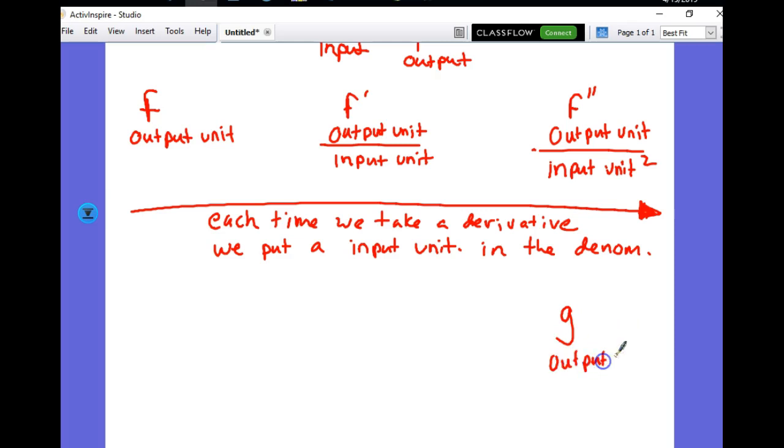Output unit over input unit squared. Because your function can actually start with the units of a second derivative, right? So that might be the starting function they give you. It's already an acceleration, in other words. But in that case, you're working backwards, right? And so that's like not taking a derivative, but like taking an integral of it, right?